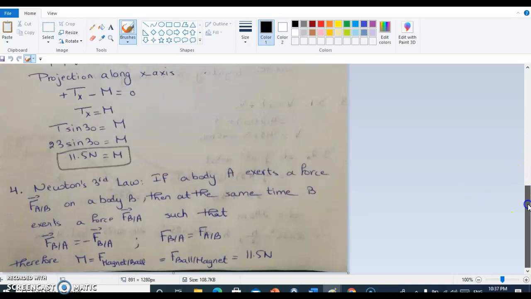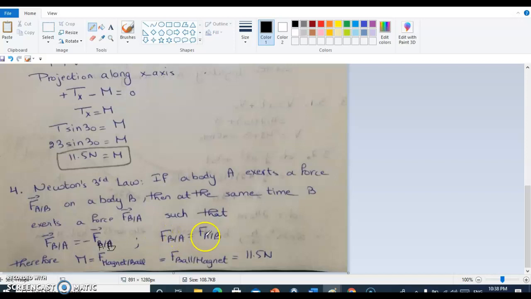And finally, you are asked to state Newton's third law. When you are asked to state a law, you have to use words. Do not only use symbols and mathematical relations. So Newton's third law: if a body A exerts a force, you have to name this force, F vector A on B, on a body B, then at the same time, B exerts a force F vector B on A, such that F vector B on A is minus F vector A on B, and such that the magnitudes are equal. So you don't put minus for magnitude, you put minus for vectors to show that they act in opposite directions.